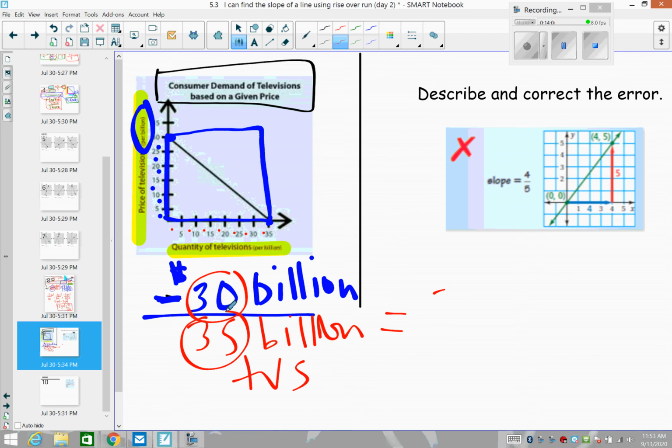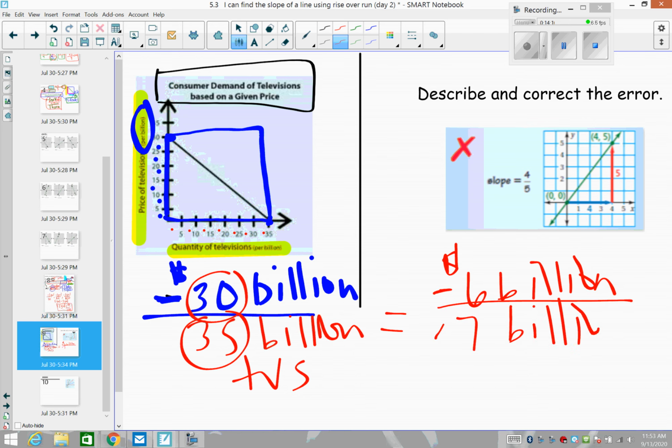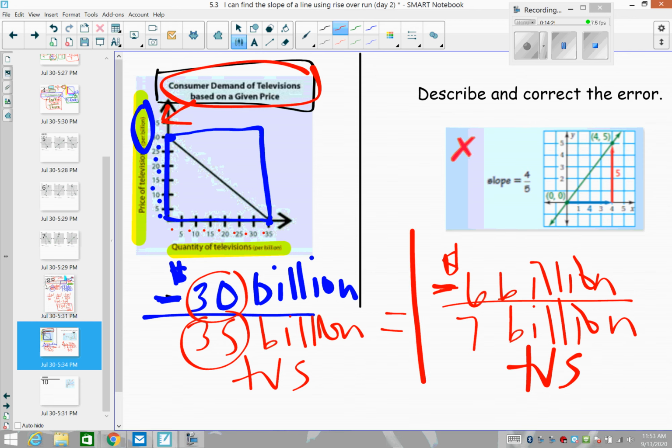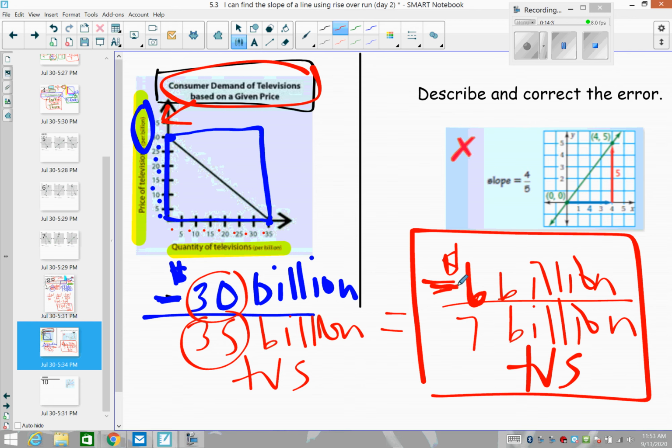Divide by 5 on each of those gives us minus 6 billion per 7 billion TVs. So the price per 7 billion TVs. So the consumer demand based on the price. So that would be the slope or the rate that it's changing. So a loss of 6 billion per 7 billion TVs. All right. That's how we read slope.